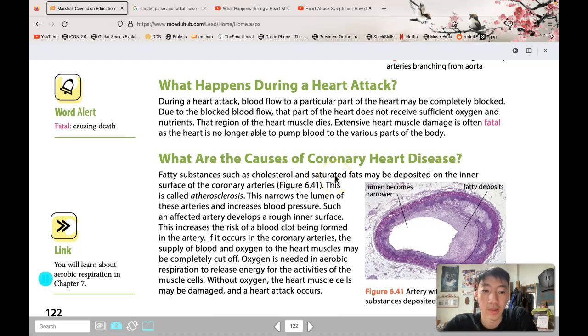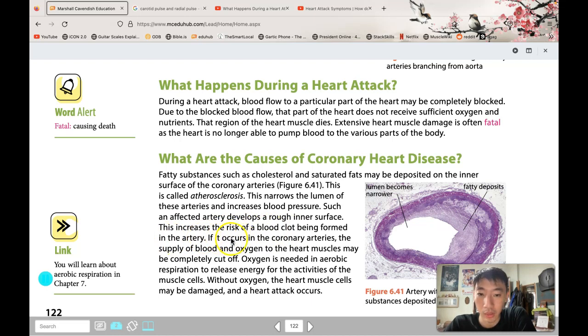Then saturated fats. Right? There are different types of fats also, and saturated fat is generally termed as an unhealthier fat. Although, you know, in everything in life, moderation is important. Okay, so when these substances are deposited into the arteries, this is known as arteriosclerosis. The word arterio means artery, and the word sclerosis means hardening. So, hardened artery. This narrows the lumen of the arteries, increases blood pressure, and the affected arteries have a rough inner surface, increasing the risk of a blood clot being formed in the artery.